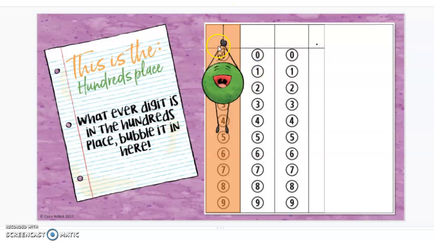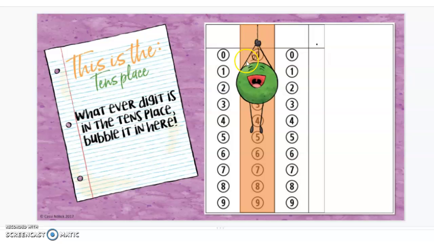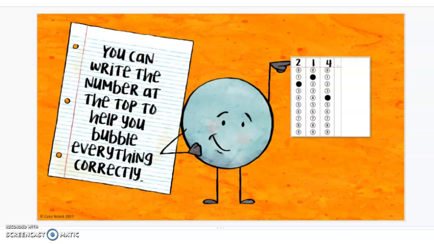If you do not have a digit in the hundreds place, you can bubble in 0 or you can just leave it blank. Same thing for the tens place. If you don't have a digit in the tens place, you can make it a 0, or you can just leave it blank. That's only if your digit is only in the ones place.